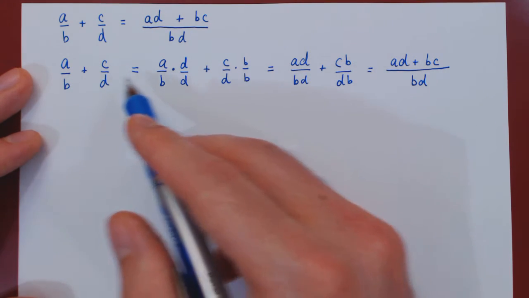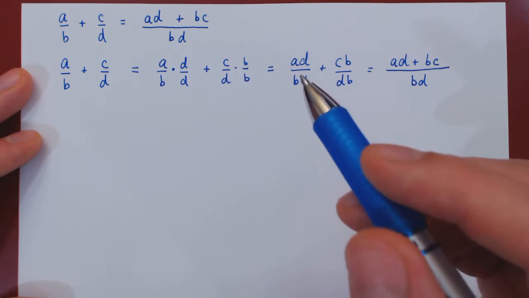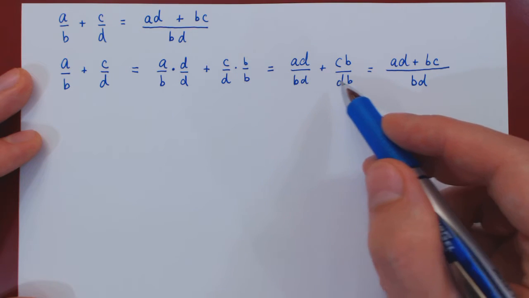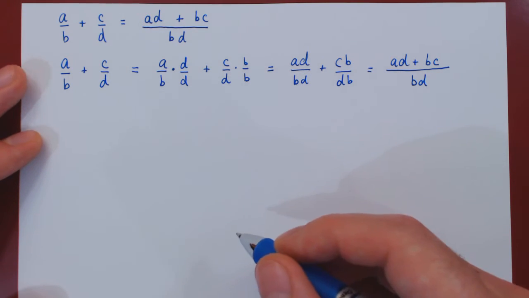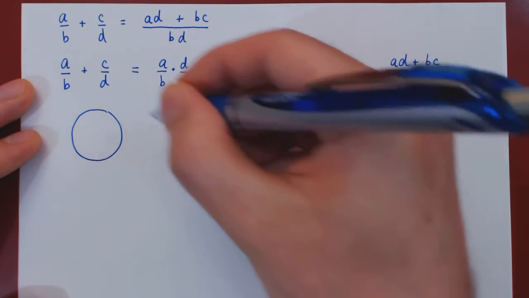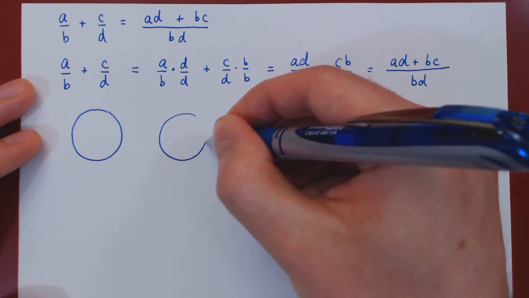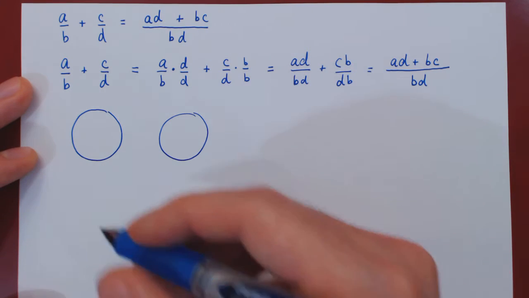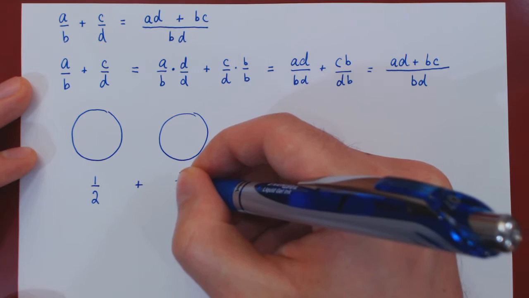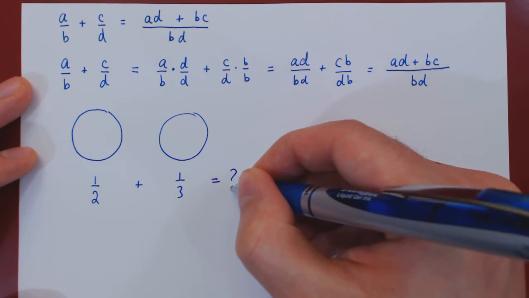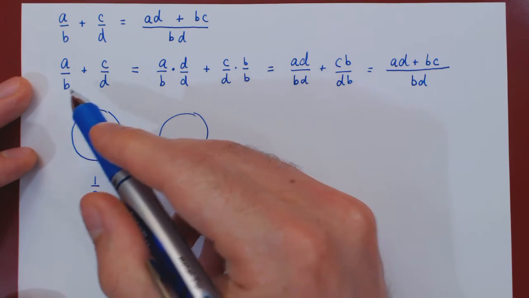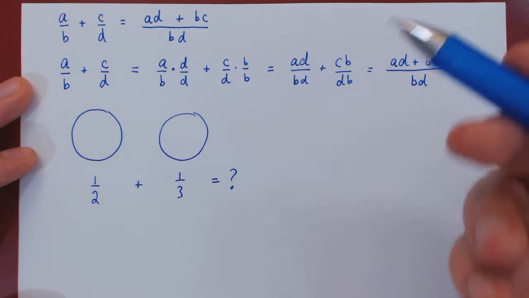So let's look at a very simple example to illustrate why it is crucial that when you're adding fractions together, you have to have the same denominator. So we have a circle as a whole. So what if we wanted, say, to perform 1/2 plus, say, 1/3? And we ask, what is this equal to? And this will illustrate why, when you have different denominators, the pieces are of different sizes.